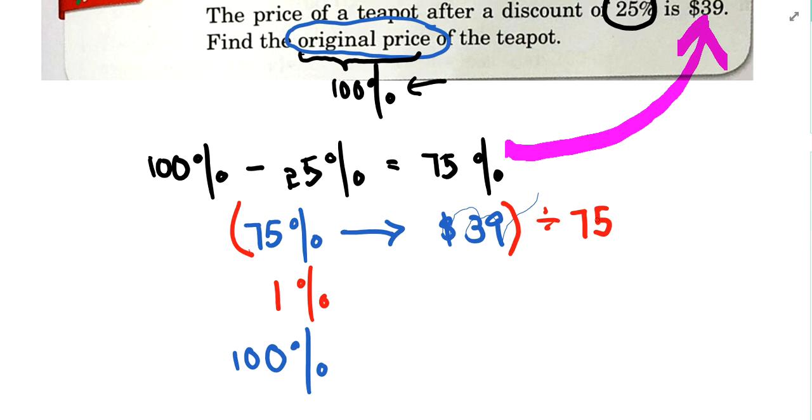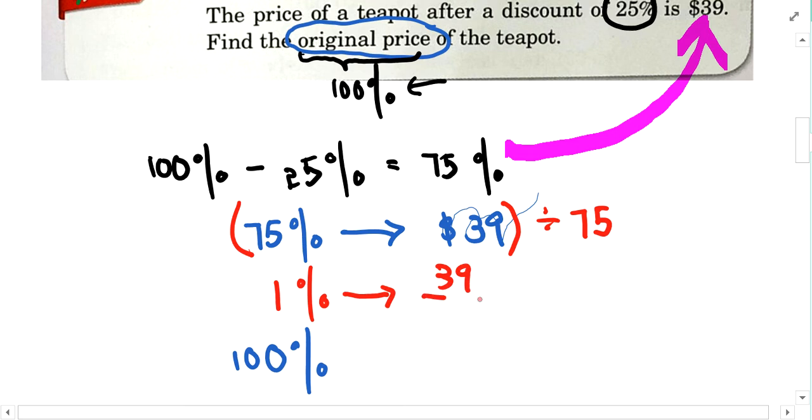Okay, Aziz says we need to change to the special number. 75 to become number 1. I divide everything by 75. So 39 divided by 75. All right, but I don't press the calculator because this is not my final step.